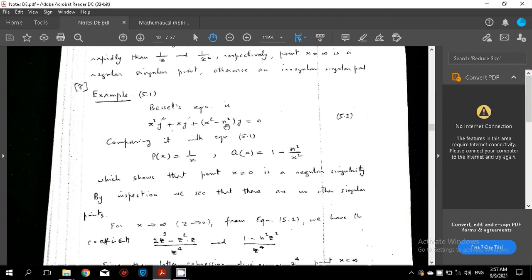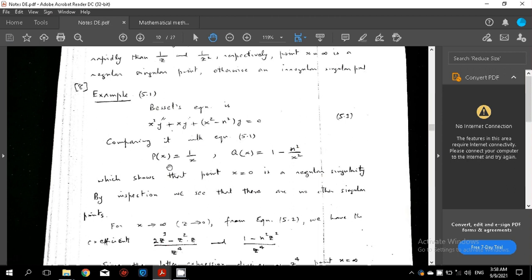Next, I have given an example, for example, this equation, x square y double dash plus xy dash plus x square minus n square y is equal to 0. You will later see that this equation is called the Bessel's differential equation, which is very, very common in our physical problems. So to see the points of expansion, normally we take the point of expansion x naught equal to 0, and the other is x naught is equal to infinity.